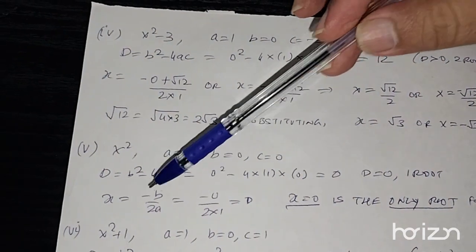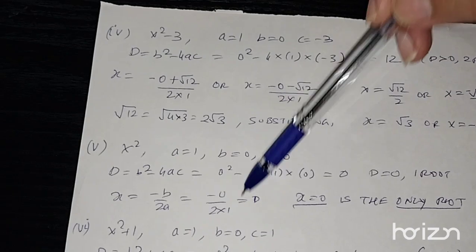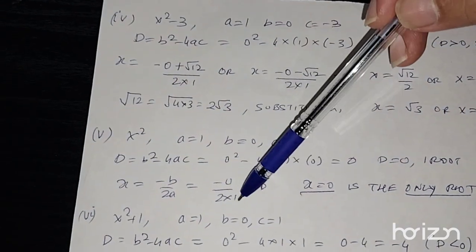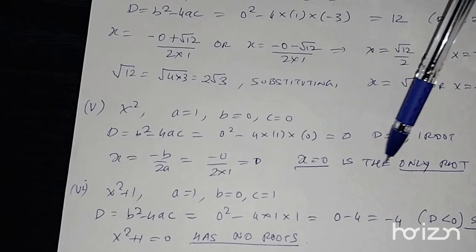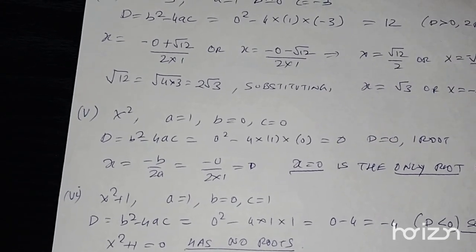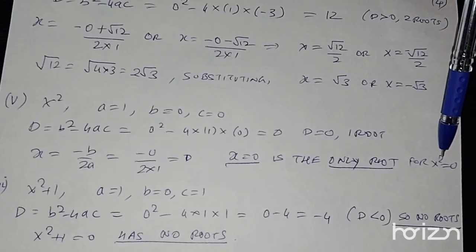So what is that one root? One root is minus b by 2a. What is minus b here? Minus 0. What is a here? 1, divided by 2. So minus 0 divided by 2 is 0. So x is equal to 0 is the only root for x squared equal to 0. So this is a quadratic equation which has only one root.